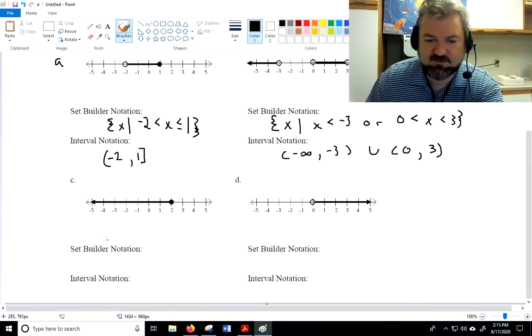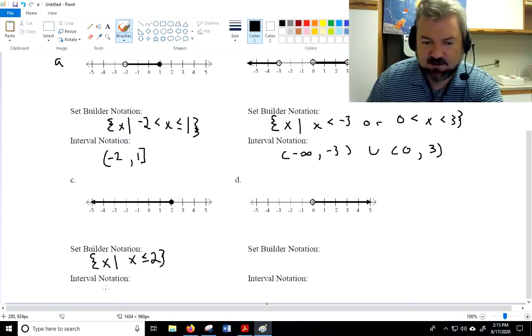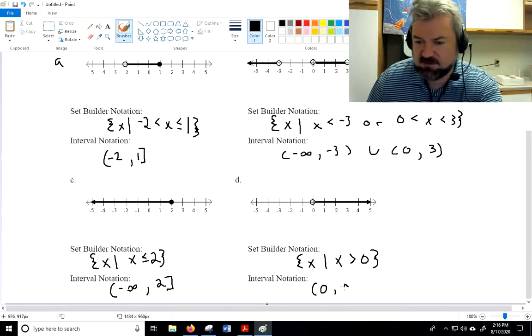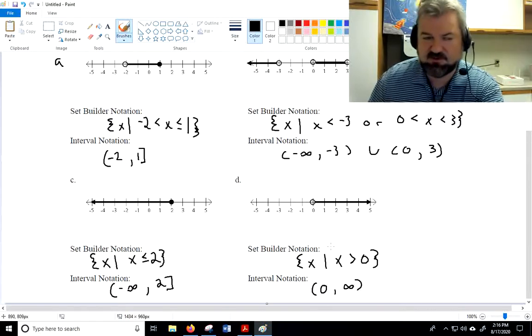All right, let's take a look at this one. We have the set of x's such that x is less than or equal to 2. How does that look in interval notation? We have everything from -infinity to 2. All right, on this one here, we have the set of x's such that x is greater than 0. What's it look like in interval notation? We have a parenthesis at 0 and always an open parenthesis around infinity.